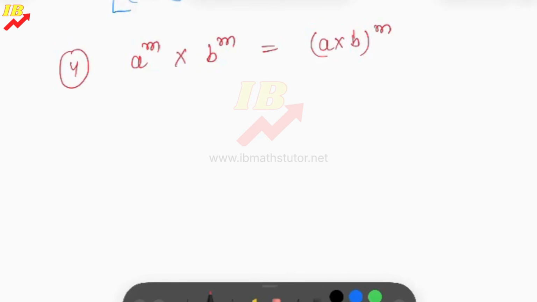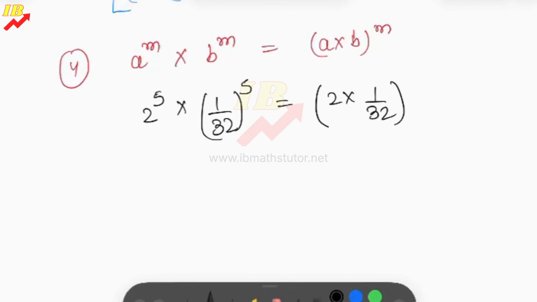Okay, so if I want to take an example of this, I can write 2 to the power 5 times 1 over 32 to the power of 5, right? So I can see that both have power 5 and there is a multiplication sign in between. So I'll multiply 2 times 1 over 32 and make it whole power 5, right? Now you can solve it easily. I can cancel it out, right? So wherever you see cancellation things, you can follow the same, right? So this is going to be my answer.